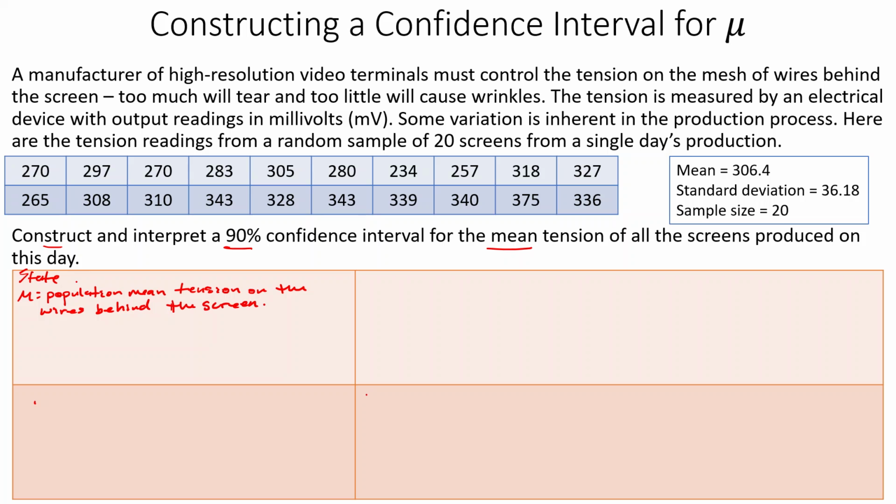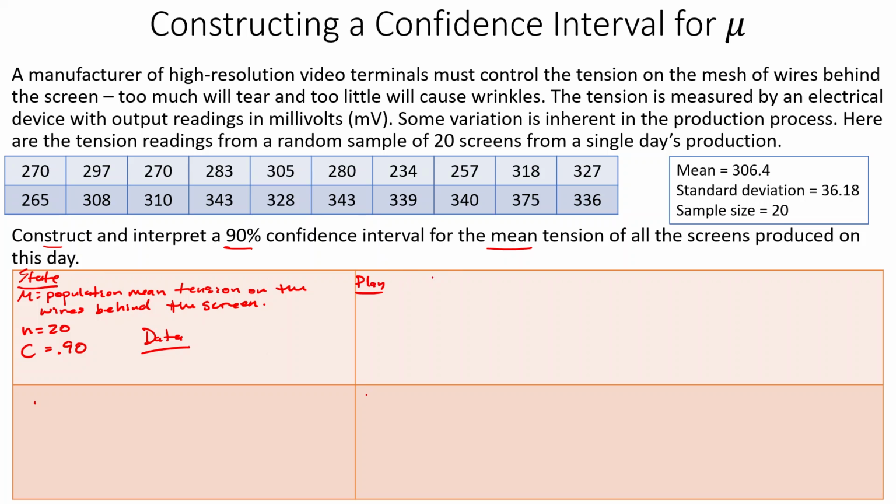And let's see, what do we know? Well, we know our sample size is 20. We know our confidence level is 90%. And we know we're working with the actual data. So we've got the data values here. All right, so that's all we need to write for now. So we'll move on to plan.